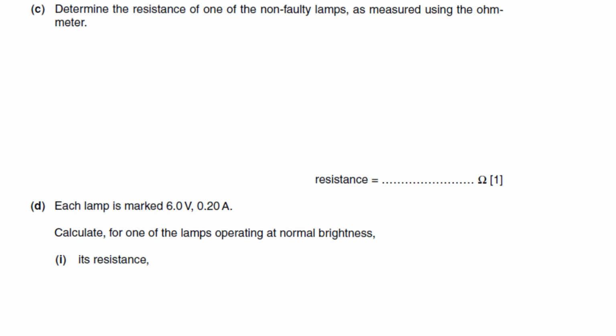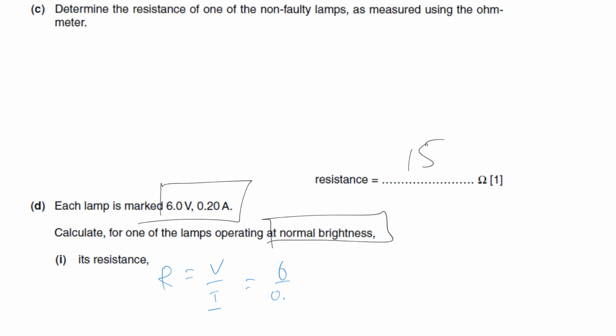Okay, so continuing with part C, what is the resistance of one of the lamps as measured using the ohmmeter? Just now we said it is 15 ohm. Now, each lamp is marked 6 volts, 0.2 ampere. Calculate the resistance for one of the lamps operating at normal brightness. So why is this normal brightness? Remember, this rating here is for normal operating conditions. That means it must be on and working normally. Then you will have this rating, 6 volts, 0.2 ampere. So which formula do you want to use? We can use R equals V divided by I. So 6 divided by 0.2, which gives you 30 ohm.